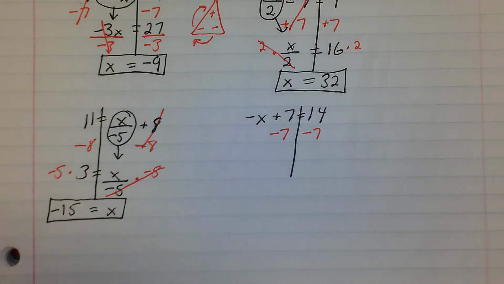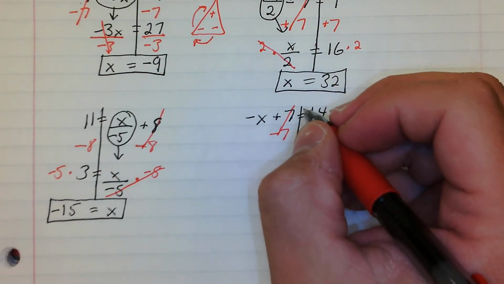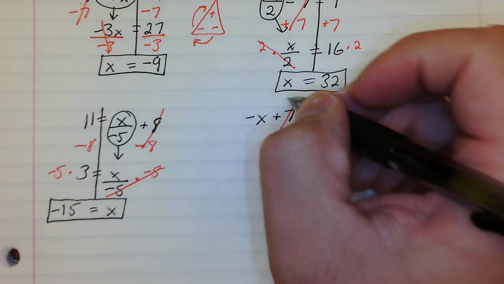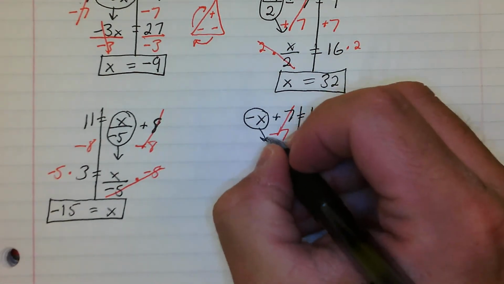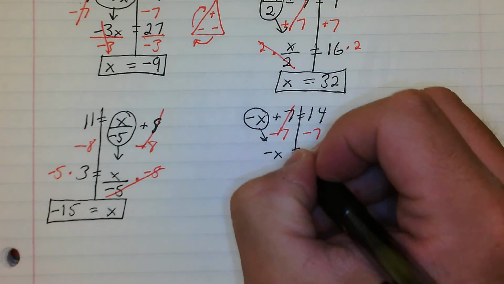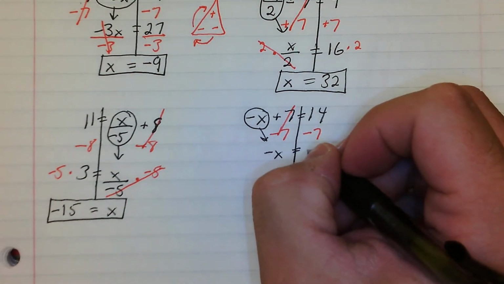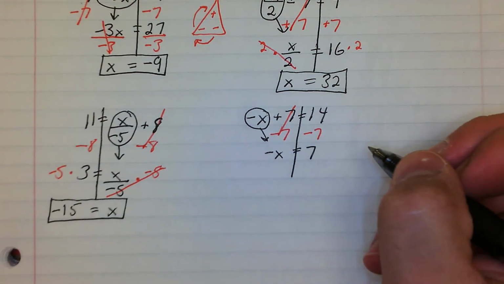These end up canceling each other out because 7 minus 7 is 0. Again, I have to bring down not just the x, but I have to bring the negative sign down in front as well. 14 minus 7 is 7.